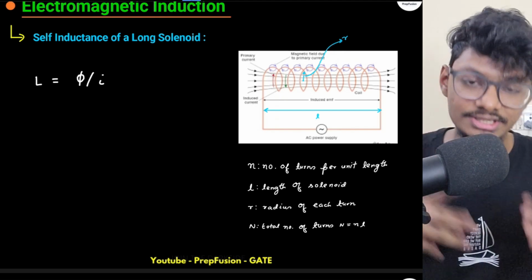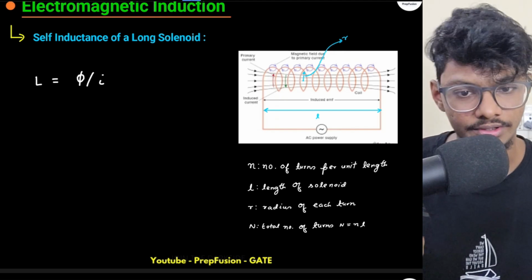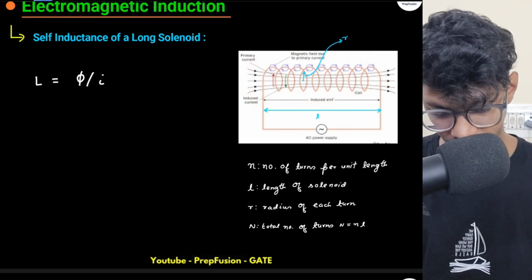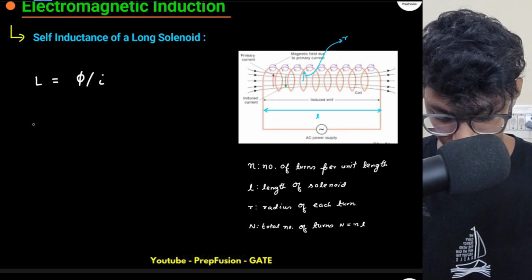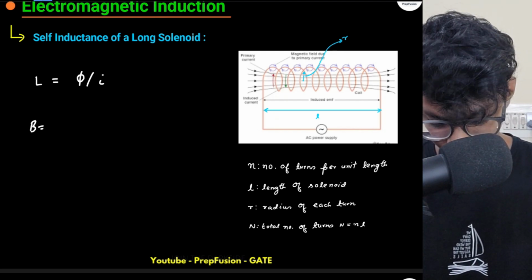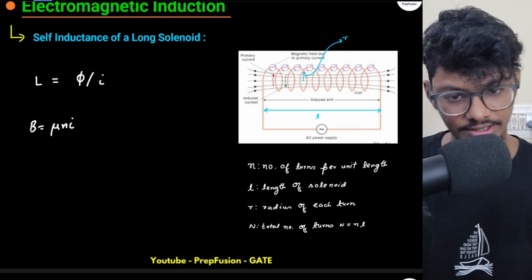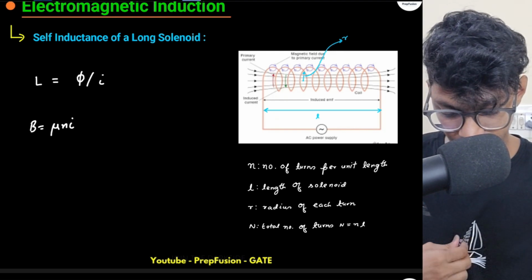Now, let's derive a few expressions for inductance. What is the self-inductance of a long solenoid? I know the magnetic field due to a long solenoid, and I'm only concerned about the center. If you remember, B was equal to mu n I. This is the magnetic field.